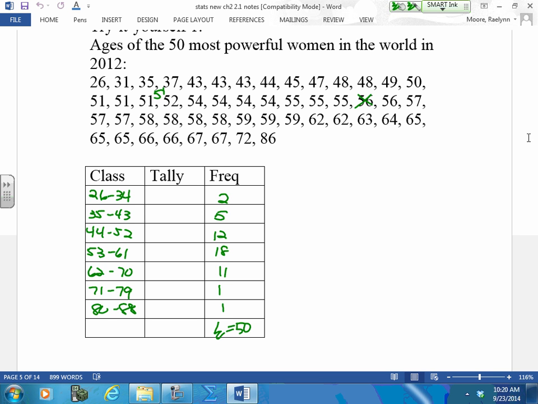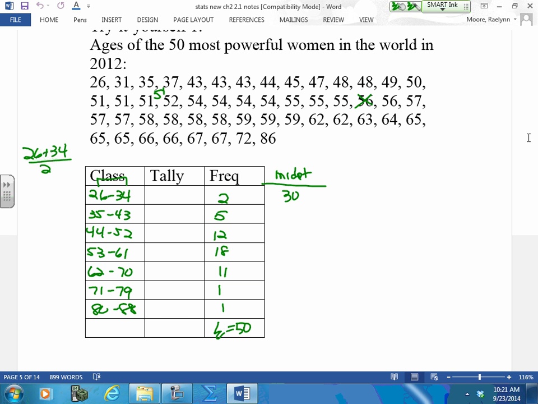Now, your midpoints. Your midpoint says add the 2 together. 26 plus 34, and then divide this by 2. So add this together for me. That is divided by 2. 60 divided by 2 is 30. So where it says midpoint, you're going to say 30.